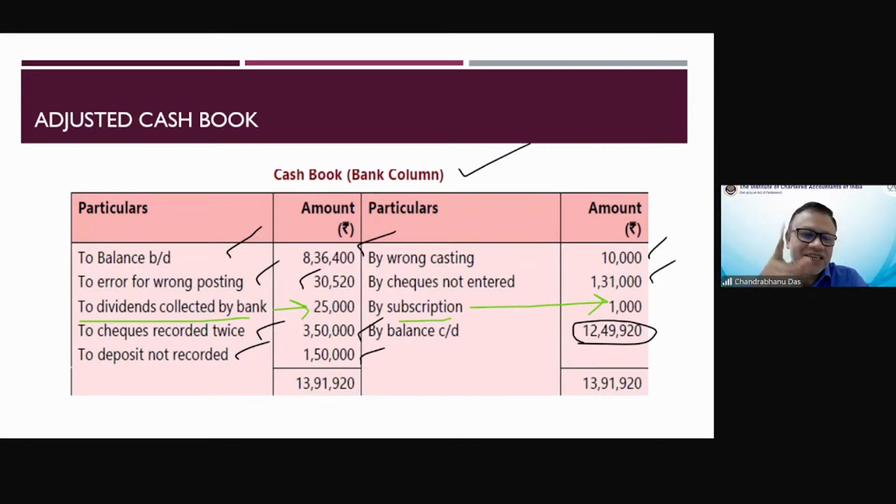Now you can see here, you first corrected the one error which is done by the cashier. Second, you also took the dividends which is collected by the bank, which is actually an omission. It's not an error, it is an omission because it's recorded in the bank book but not in the cash book. Then come to the checks recorded twice.